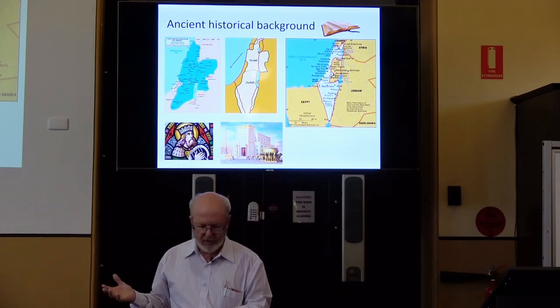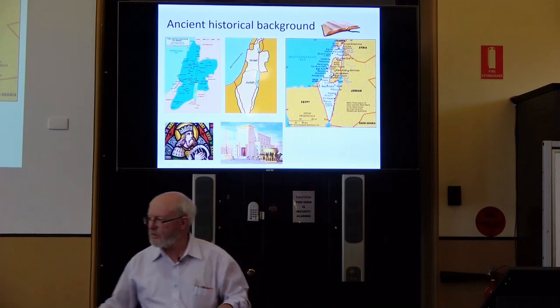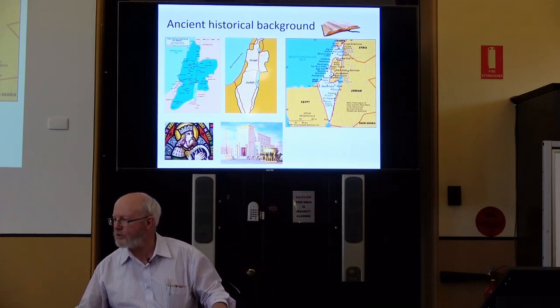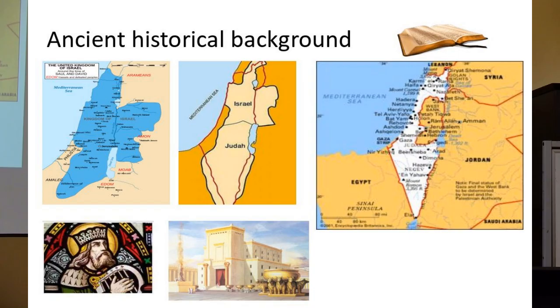Now, following Solomon, the kingdom split in two. The northern 12 tribes were more prosperous, and they covered roughly this territory here. There's the Lake Galilee, here's the Dead Sea, this is the Mediterranean Sea over here.